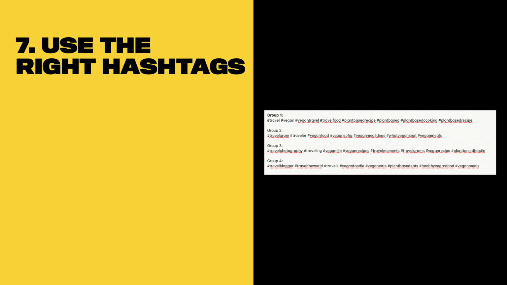Yeah. So number 7, use the right hashtags. Discoverability is really important because the more people who discover you, the more people look at your profile, the more followers that you're going to get. And how you can do that is by using the correct hashtags. So let me explain what that means.